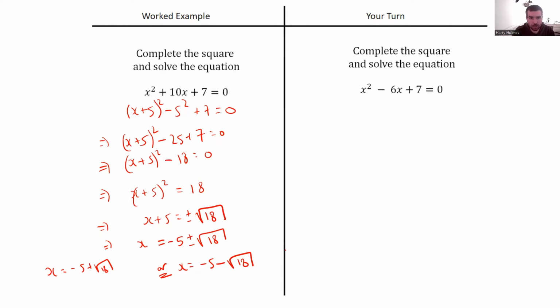Okay, so the your turn question is this. We've got x squared take 6, add 7 equals 0. And we're going to start by writing our bracket. So that's going to be x minus 3 this time squared, take away minus 3 squared, add 7 equals 0.